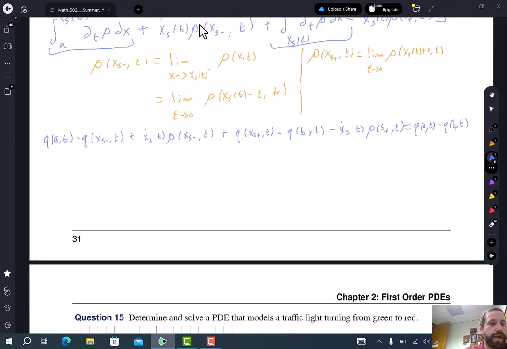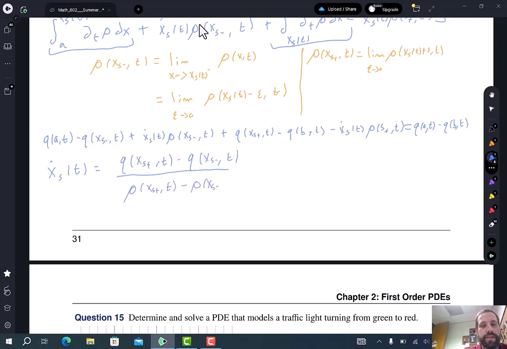Okay, so now what happens if we solve this equation for x dot? When we solve this equation for x dot, we get that x dot s of t is equal to q of xs plus minus q of xs minus divided by rho of xs plus minus rho of xs minus. In other words, this is the jump in q across the discontinuity over the jump in rho. The notation is this q box over rho box. And if we know that xs of 0 is equal to x naught, then we can use this to compute what xs of t is. This is now going to be a differential equation involving xs.